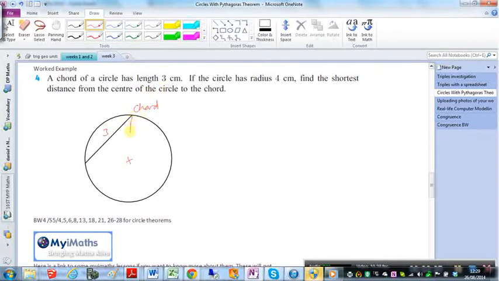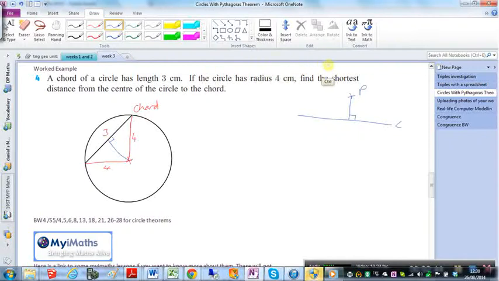Now the radius of the circle is length 4. So that means that this distance from here to here, which is also a radius, has a length of 4, and this line from here to here also has a length of 4. The shortest distance from the center of the circle to the chord will always meet it at right angles. That's a general statement: any shortest distance between any point and any line will always meet at right angles. So we know we've got a right angle here.